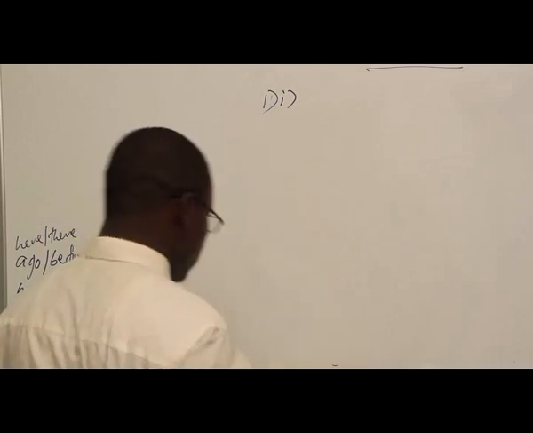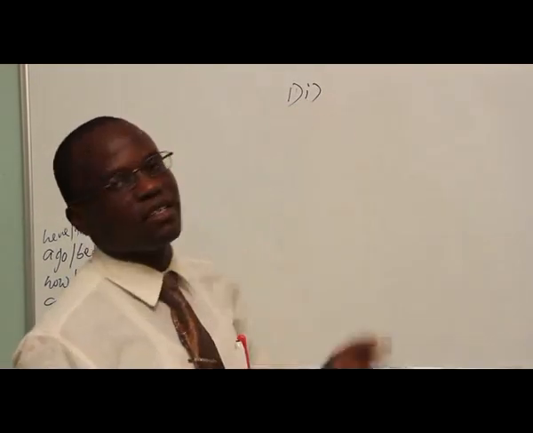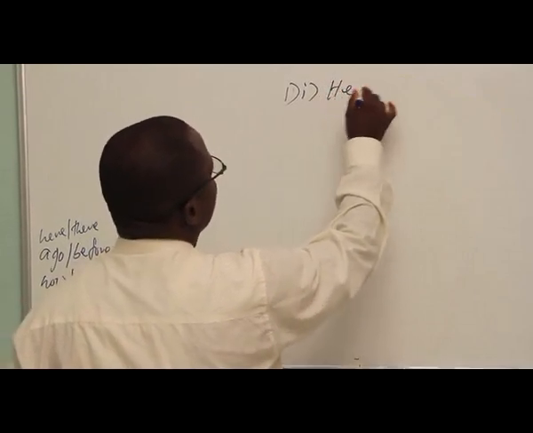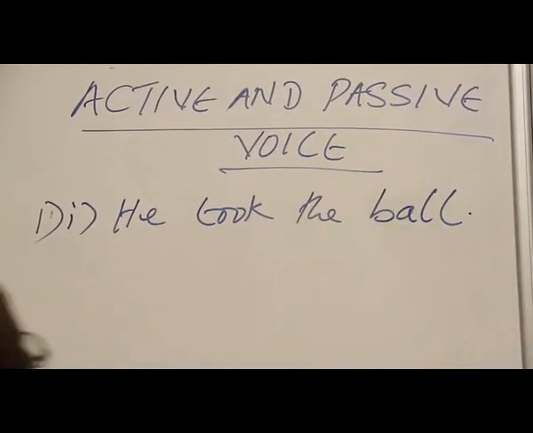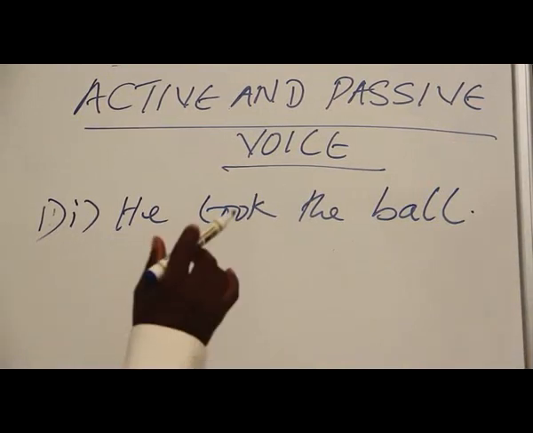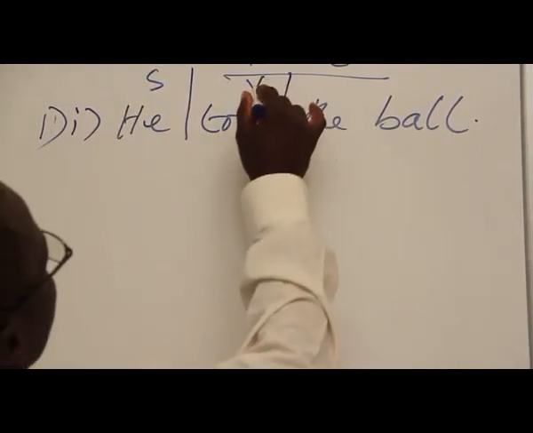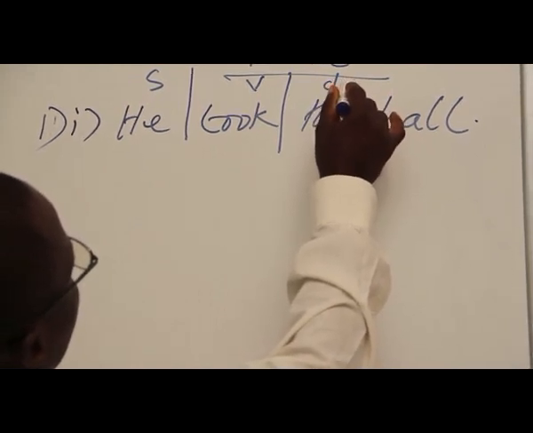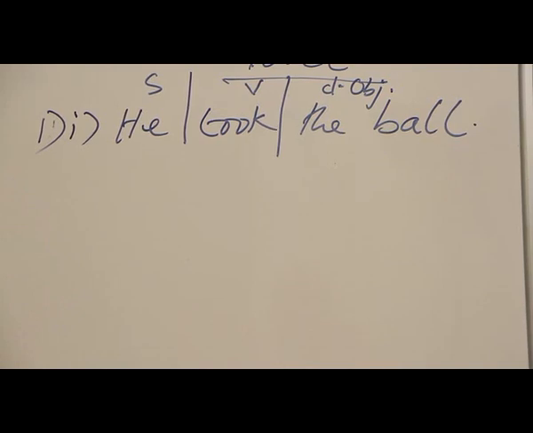Let's take an example: for us to convert from active to passive voice, there must be a direct object. So if we have that, we can say, he took the ball. This is our subject, this is the verb, and this is a direct object. So with this, it is possible to convert to the passive voice.